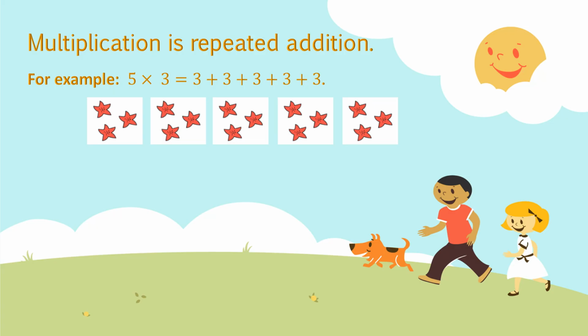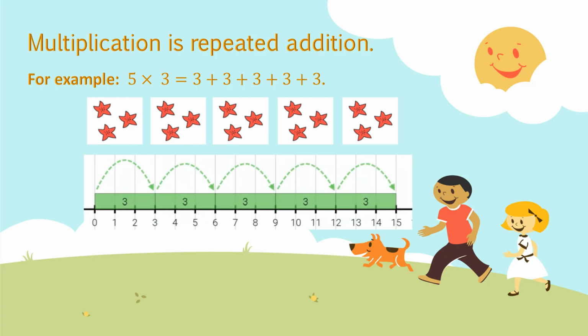Now, to make the calculations, we may look at a jumping method. So we're skip counting by 3. So we would say 3, 6, 9, 12, 15. So the answer is 15, right? Okay, so that's how we would develop the idea of multiplication.